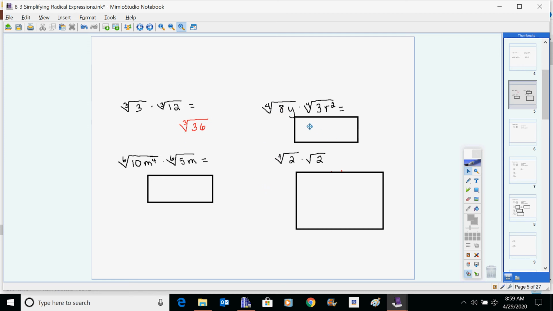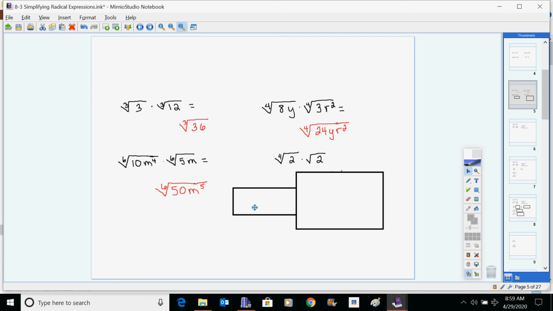Okay, this one would be the square root of 24y to the second. Okay, once again, this is the fourth root, so there's no groups of 4, so we're good. Sixth root of 50m to the fifth. And then we look at this one.